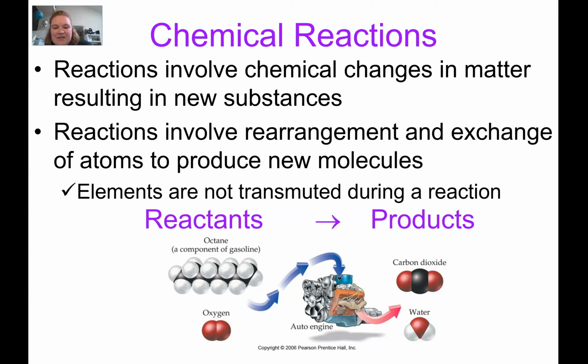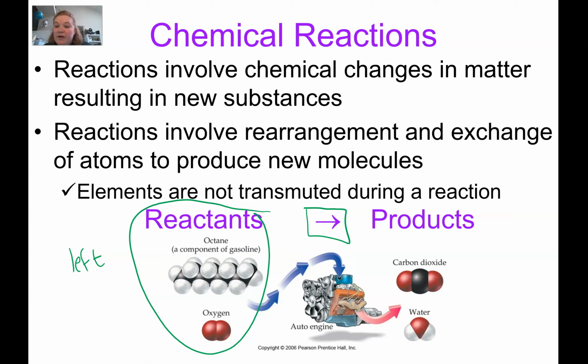And this reaction at the bottom is showing octane reacting with oxygen in an engine to produce carbon dioxide and water. So what we want to gain from this picture is that the reactants are always going to be on the left-hand side, and then we have the arrow in the middle, and the arrow is telling us that something new is forming. So we can say that the reactants yield products, the reactants react to form products. But on the right-hand side are always our products.